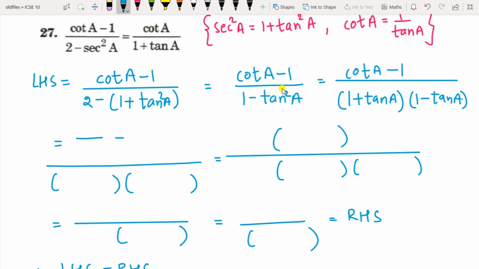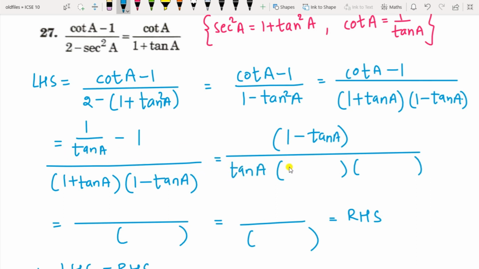Okay. Now in the numerator, substitute cot A as 1 upon tan A, minus 1, and this is as it is, 1 plus tan A, 1 minus tan A. Take the LCM here, 1 minus tan A, and in the denominator, this tan A, you have to write here tan A, 1 plus tan A, 1 minus tan A.